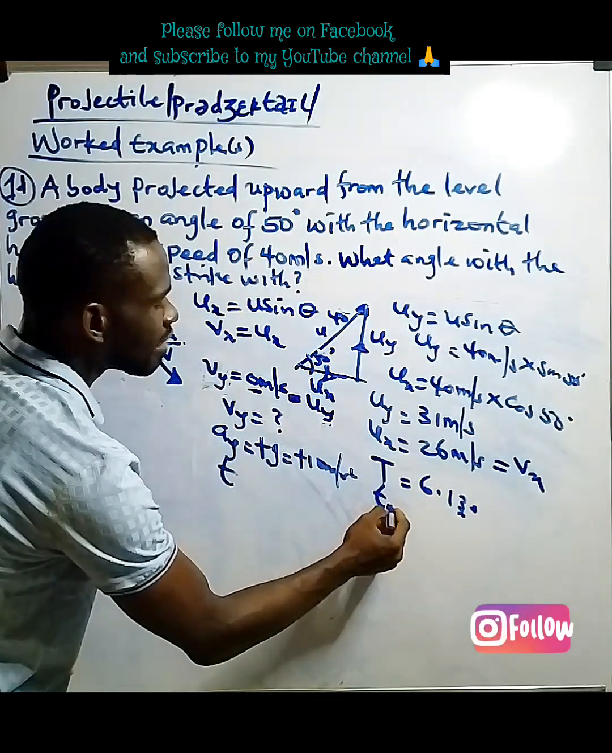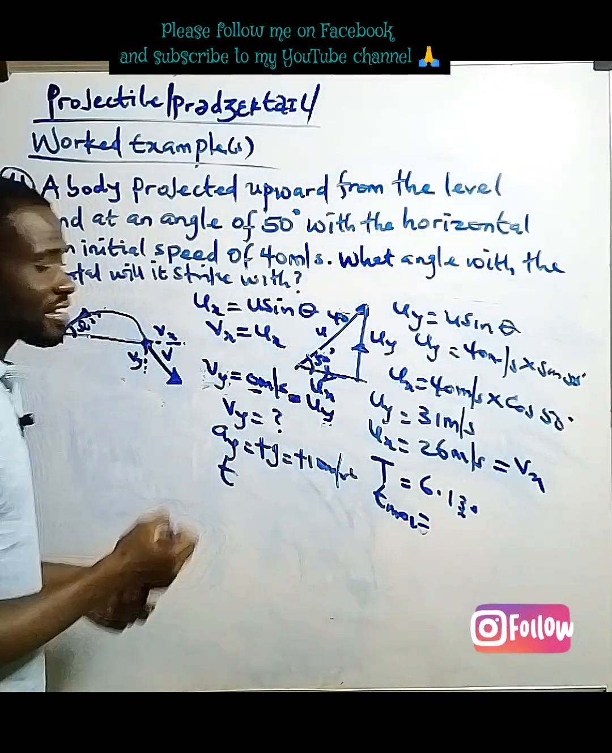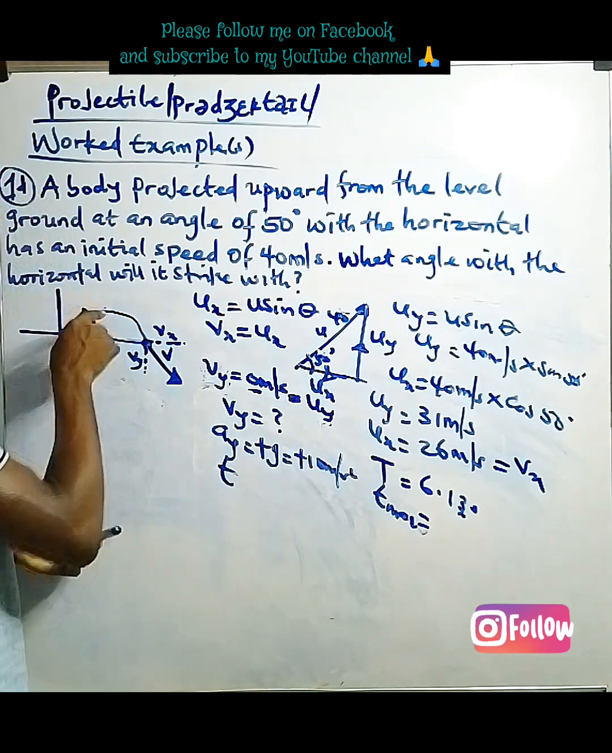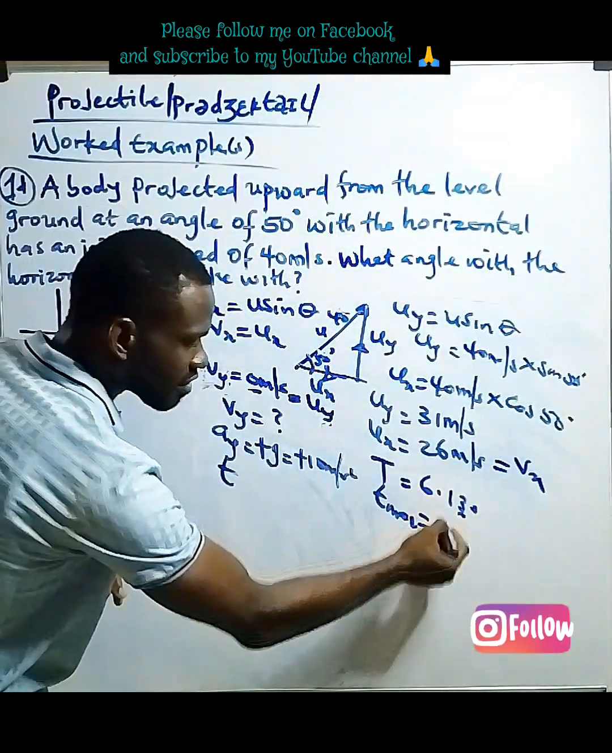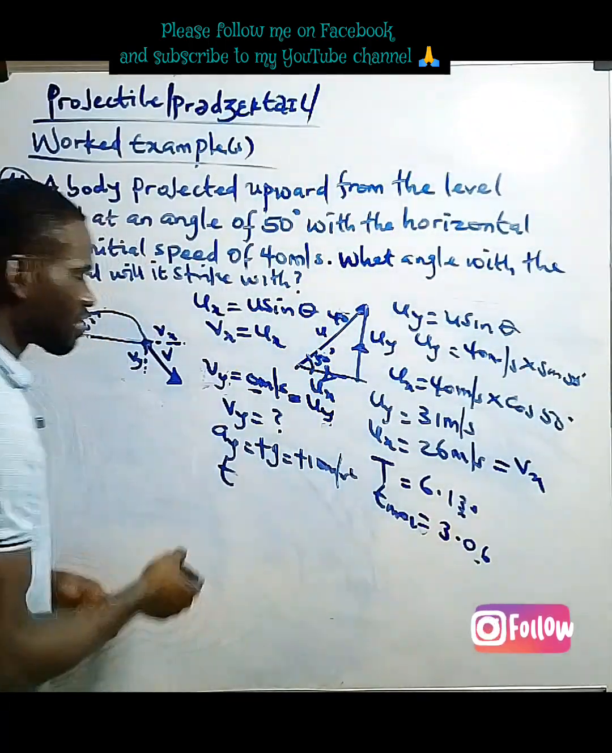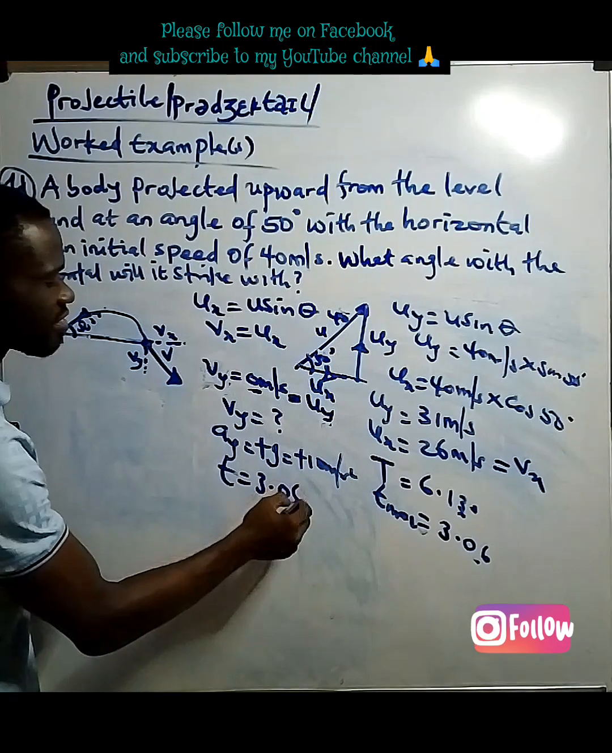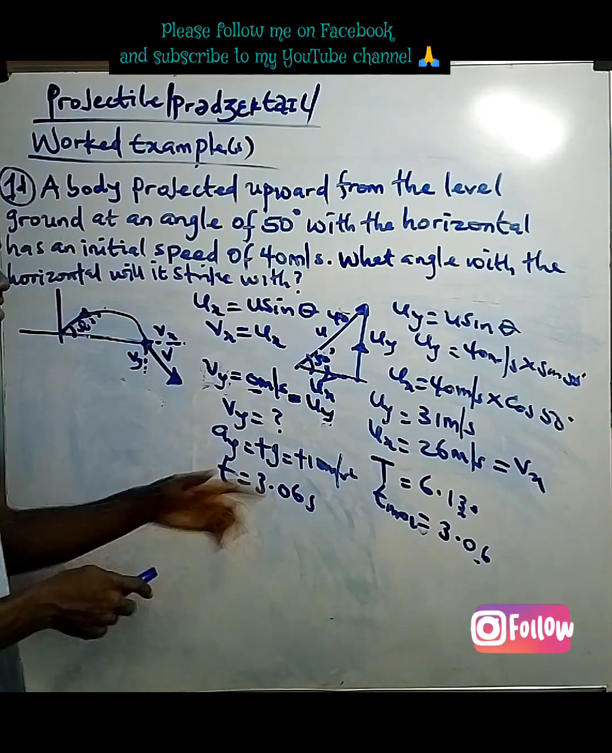So the time it takes to get to the max height is going to be the same time it takes to fall back to the ground. So we have an average time of 3.06. So that's going to give us 3.06 seconds. The time it takes to fall from this place back to the ground is 3.06 seconds.